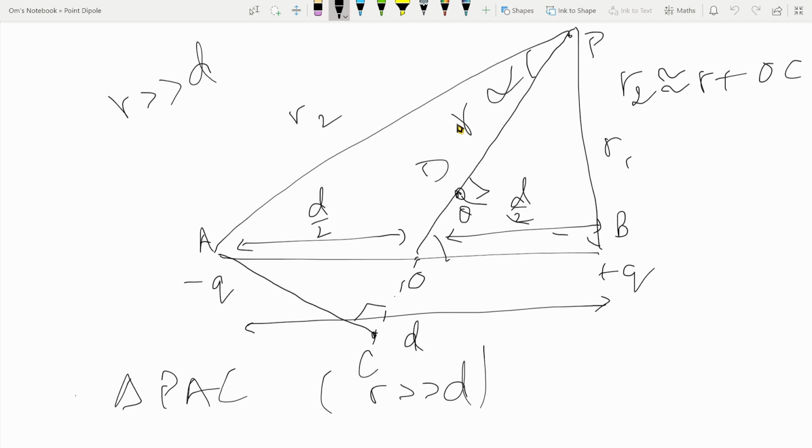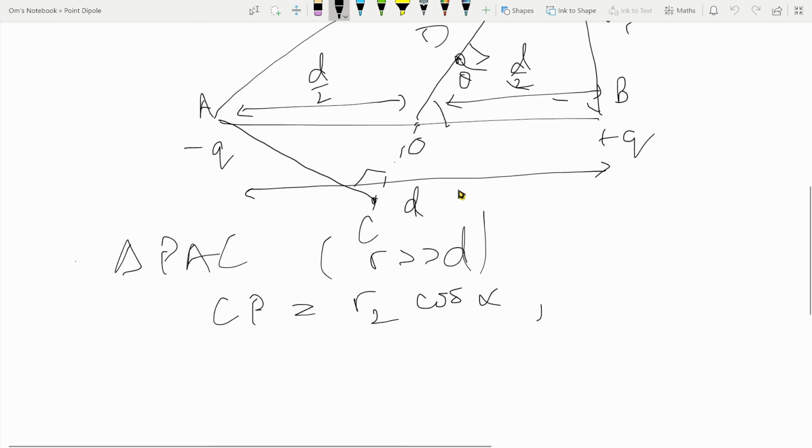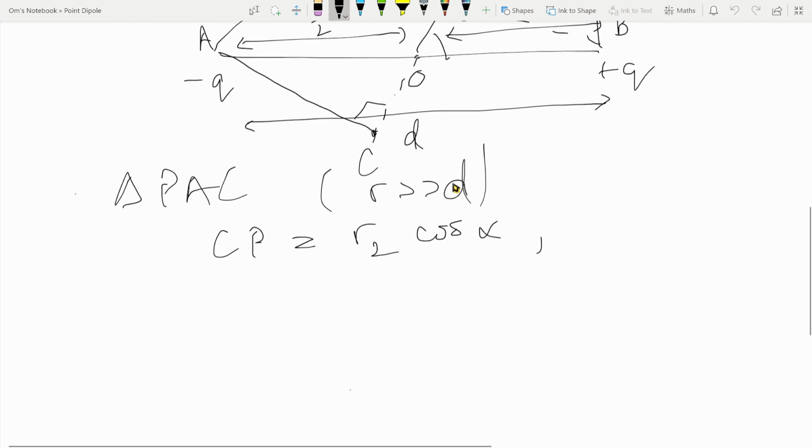So if I were to write CP is equal to r2 cos alpha, it turns out that CP is approximately equal to r2 itself. And CP, as we've just found out, is nothing but r plus OC. So we can again write down over here that r2 is approximately equal to r plus OC.